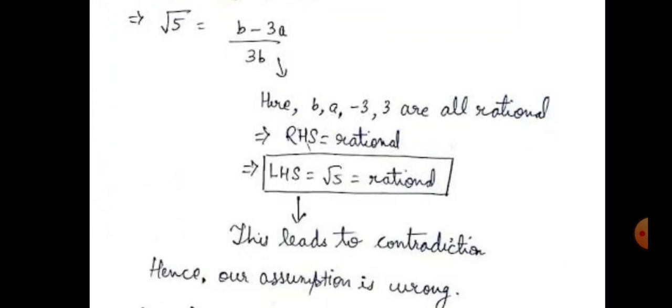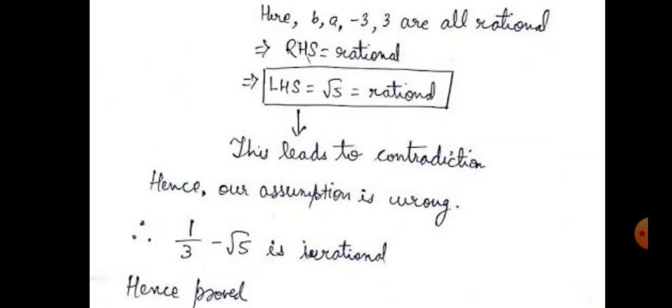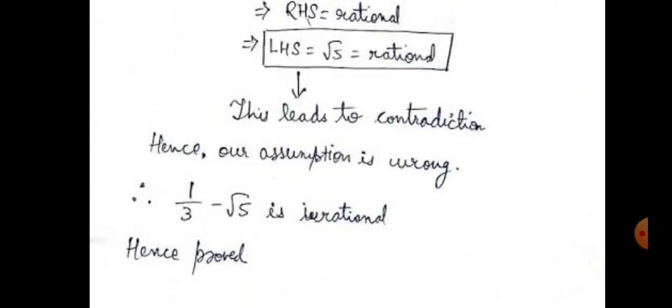Here b, a, and 3 are all integers, so the right hand side is rational. LHS, root 5, equal to rational. This leads to a contradiction. Hence our assumption is wrong. So 1/3 minus under root 5 is an irrational number. Hence proved.